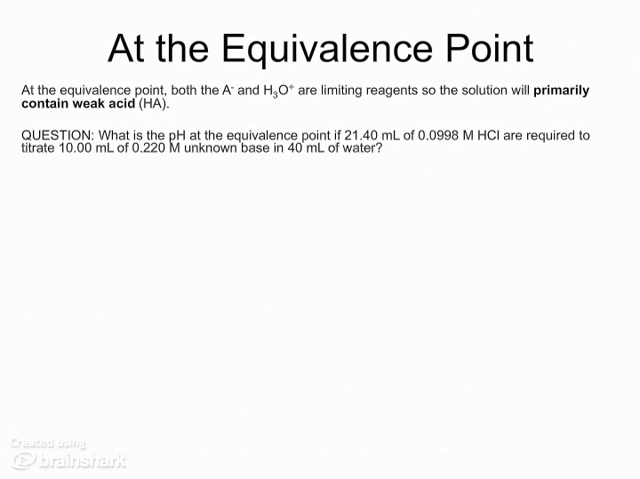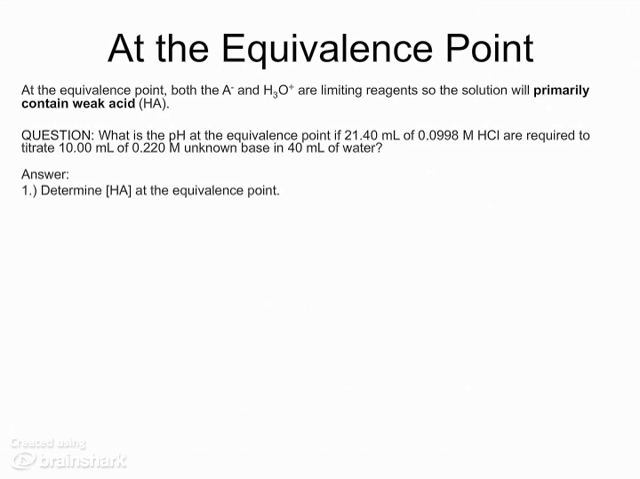Now we're going to find the pH at the equivalence point. At the equivalence point, A- and H3O+ are limiting, so the solution primarily contains the conjugate weak acid. Let's find the pH at the equivalence point if 21.40 mL of our acid are required to titrate 10 milliliters of unknown base in 40 mL of water.